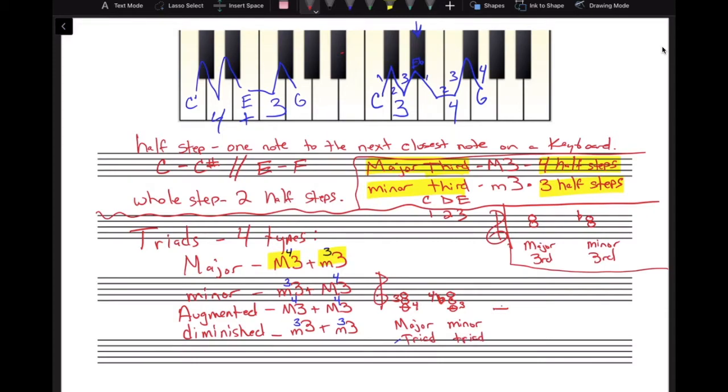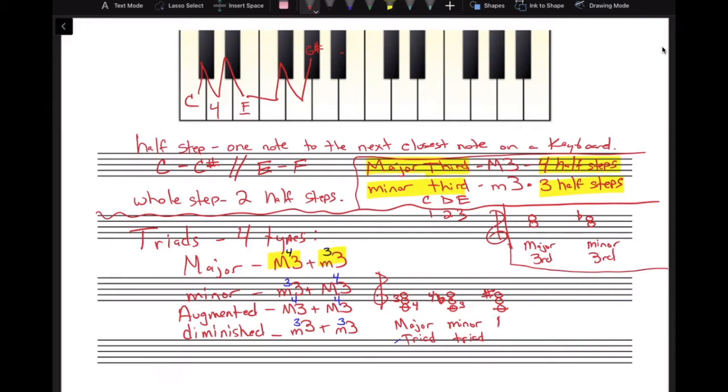Bumping it over a little bit, we have C, E, G. What we're going to do is go 4 plus 4. We're going to make this augmented. Okay? So we have C, 1, 2, 3, 4. There's that 4 half steps to go to E. Then we need to go another 4 half steps. 1, 2, 3, 4. Here is G sharp.